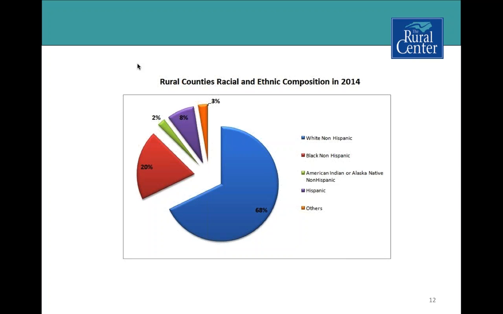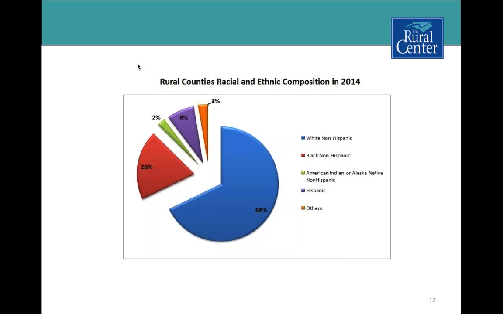black non-Hispanic, which has remained steady at about 20% of the population, 2% American Indian, and 8% Hispanic. And the Hispanic population has grown considerably over the past 20 years in rural North Carolina, as it has in North Carolina generally. And this has added a lot of diversity to our rural areas. It's added a lot of new economic opportunities, and we see this as a tremendous asset.